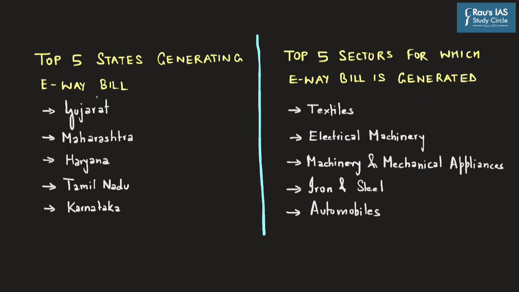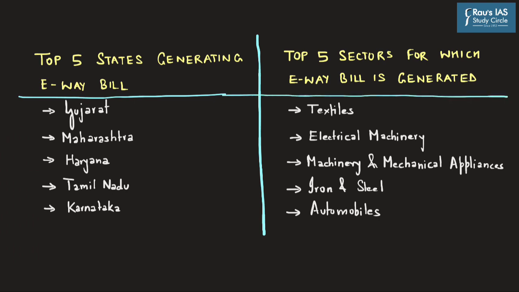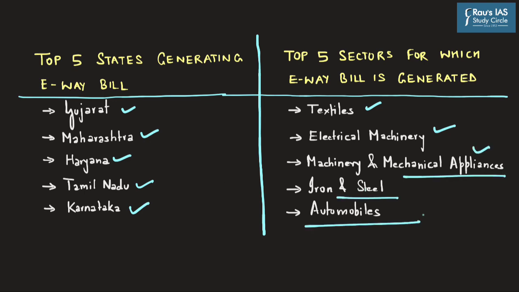Now here is another interesting fact with respect to e-way bills. It mentions the top 5 states and also the top 5 sectors for which e-way bill has been generated. So the top 5 states generating e-way bills are Gujarat, Maharashtra, Haryana, Tamil Nadu and Karnataka. And the top 5 sectors for which this bill has been generated are textile sector, electrical machinery sector, machinery and mechanical appliances sector, iron and steel and automobiles. So questions can be asked in your prelims examination with respect to the top 5 sectors for which e-way bill has been generated so far in India. And this list pertains to the last 3 years.